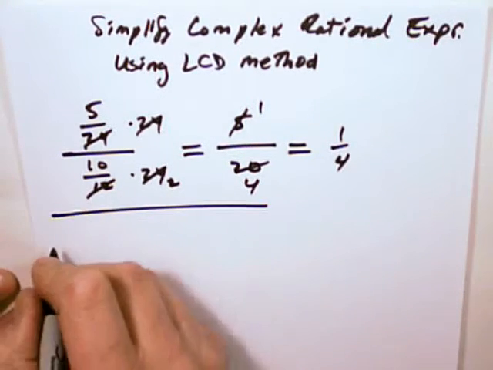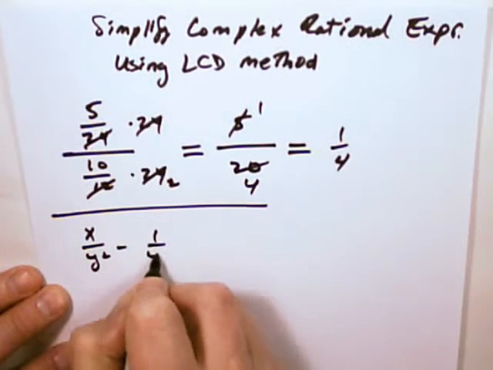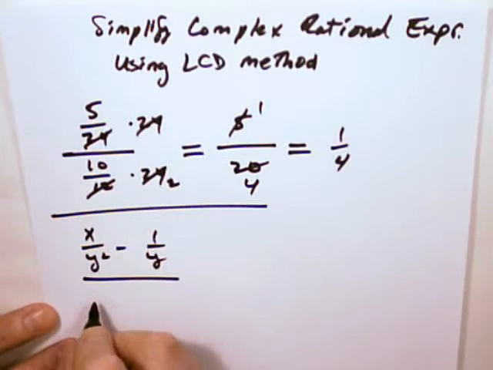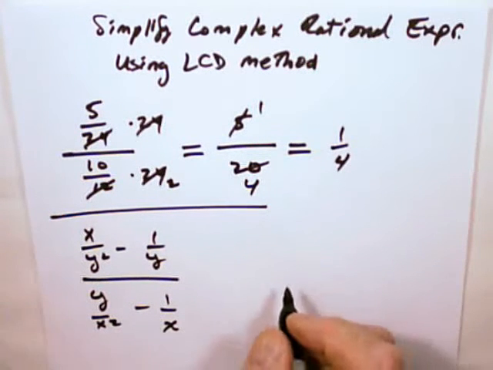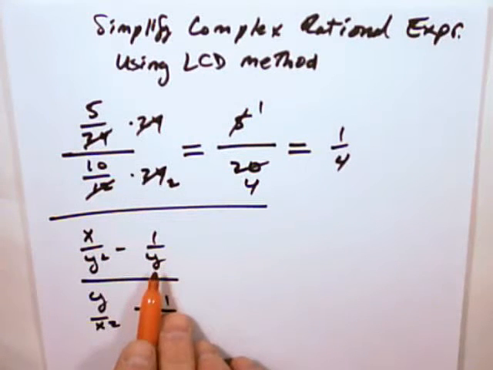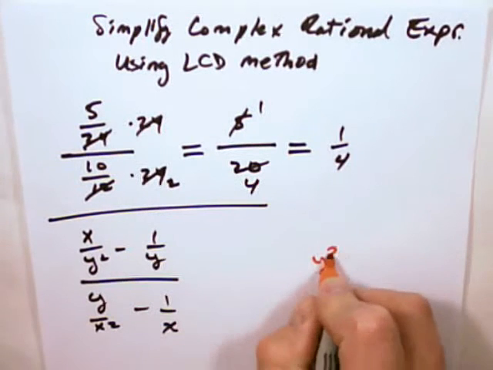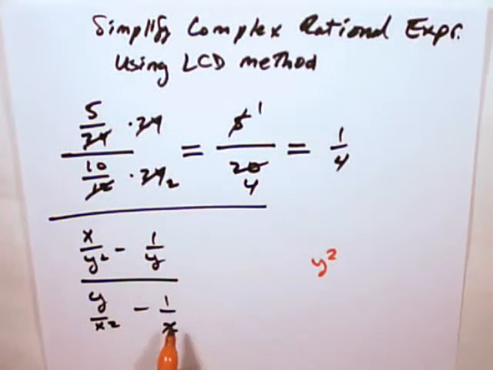Well, now let's take a look at a rational expression. x over y squared minus 1 over y, that's the numerator. The denominator, y over x squared minus 1 over x. Okay, now look at this particular fraction here. If you look at the numerator and figure out what a least common denominator there would be, it's y squared. So we've got a y squared up here for a common denominator. Down in the denominator of the complex fraction, notice that the least common denominator there is going to be x squared.